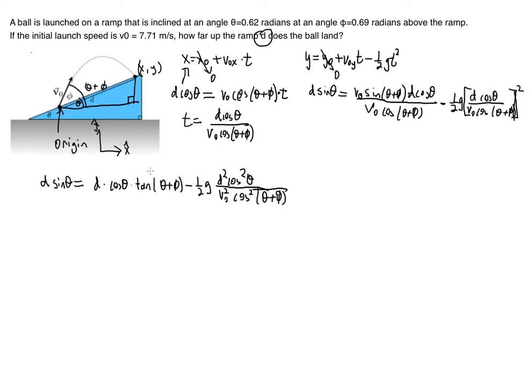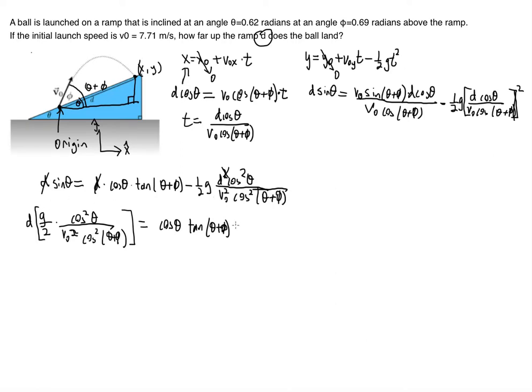But one thing to note is that d appears in every one of these terms. So I can go ahead and factor out a d and cancel it from each of these terms, and then this d squared gets canceled down to a d. Well, then I've got one term with a d and a bunch of things without, so I'm going to push this to the other side. It's going to switch signs. I'll end up with an expression that looks like d times g over 2. Factor it out. That's the g over 2 term. Then I've got cos squared theta over v0 squared, times cos squared of theta plus phi. And that mess is equal to cos theta tangent of theta plus phi.